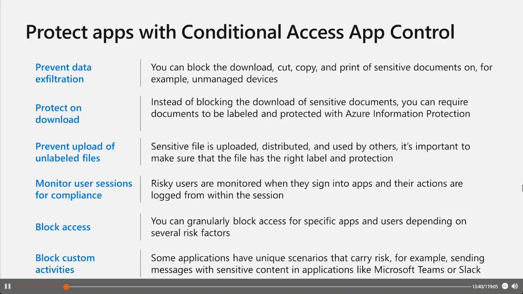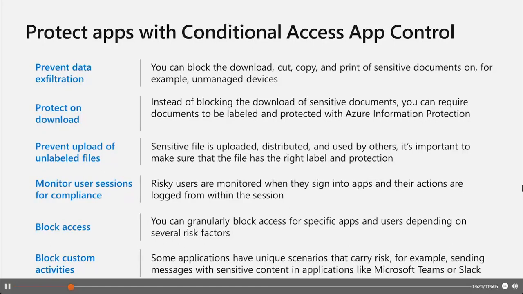On the other hand, you can protect the download experience. So instead of blocking the download of sensitive documents, for example, you can require documents to be labeled and protected with Azure Information Protection. This gives you a lot of great capabilities because on a download to an unsecure place, you can instantly apply not only the classification, the label, but also fine-grained protection on the file itself. On the other hand, you can prevent the upload of unlabeled files, for example.